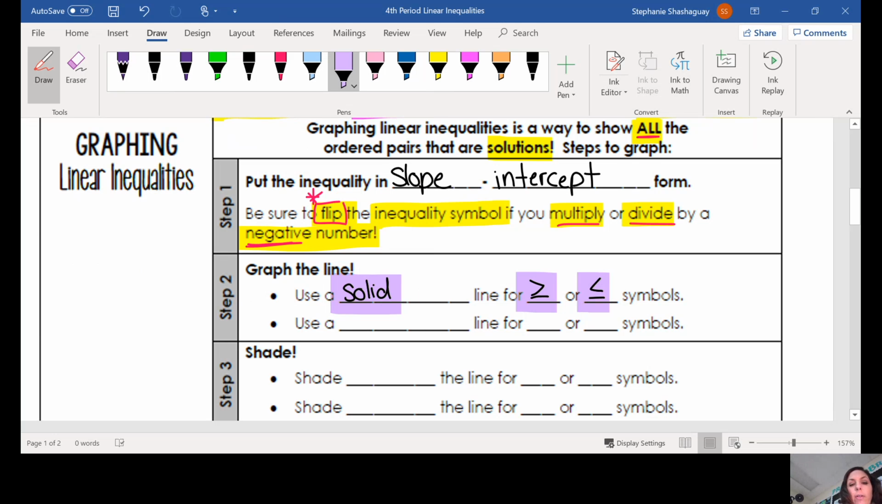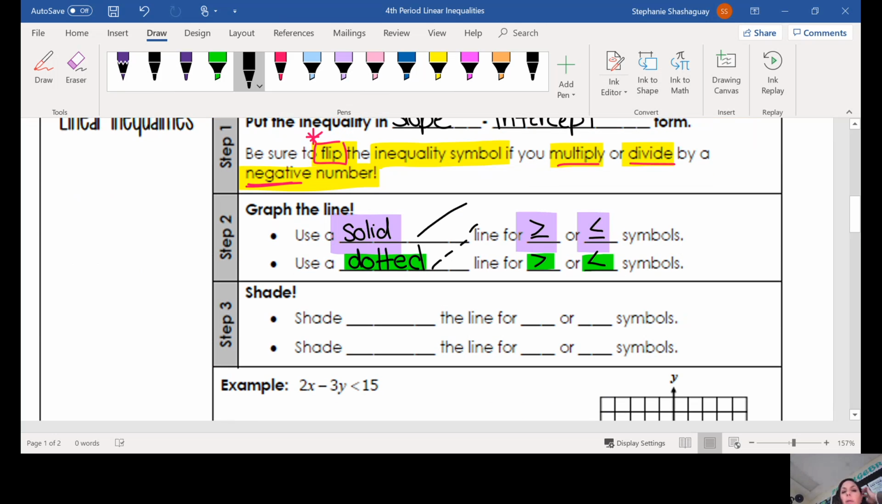Okay? You will use a dotted line for a greater than symbol or a less than symbol. So that's when you do not have the equal sign. That's when you use a dotted line. Okay? So solid line looks like that. Dotted line looks like that. Those are the two different types of lines that you will have when you are graphing a linear inequality.